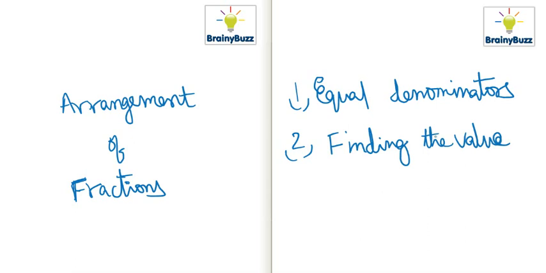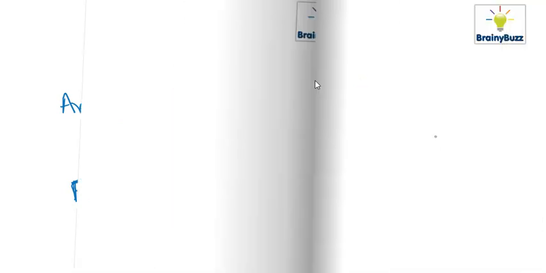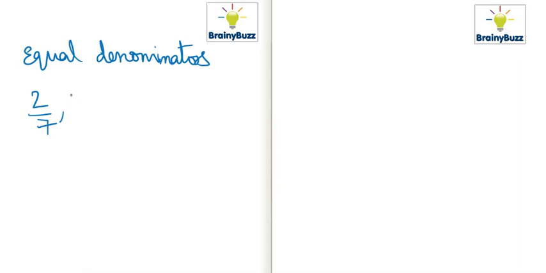First of all, equal denominators. Take the fractions 2/7 and 3/5 and 5/9. If you want to make denominators equal, you should find the LCM of the denominators.